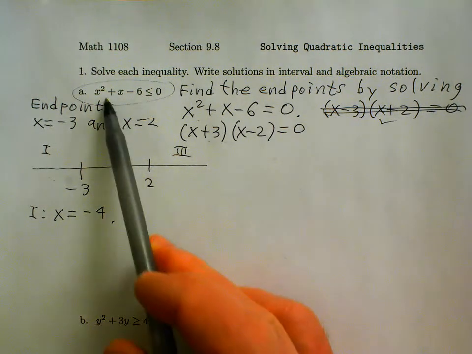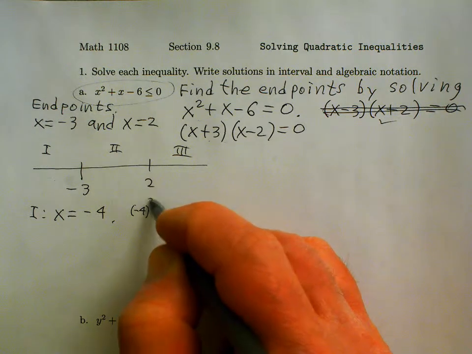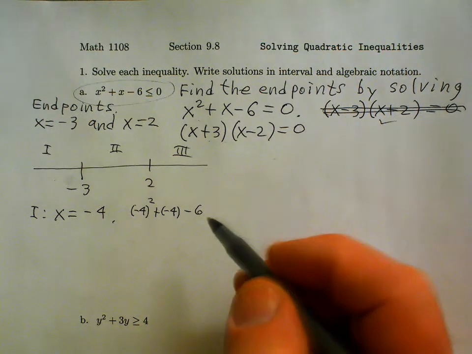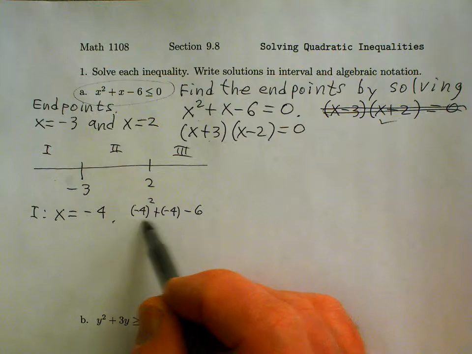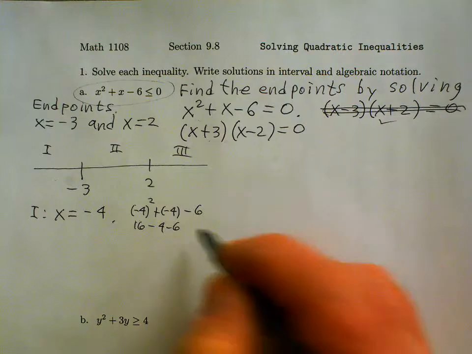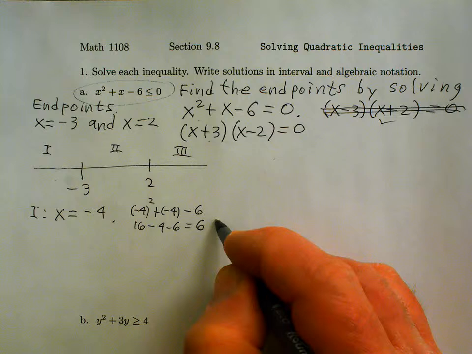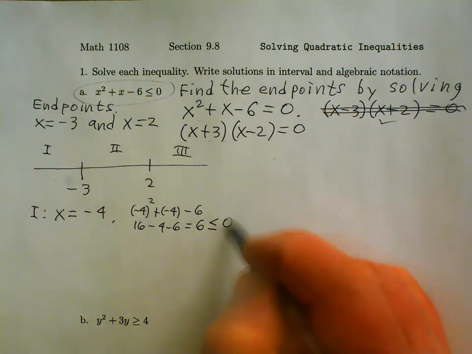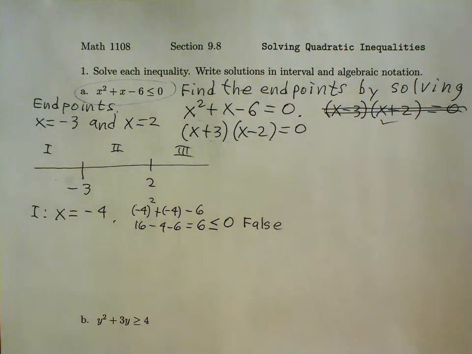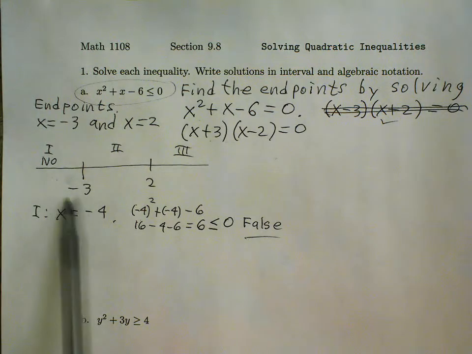And then in the inequality, we have the number negative 4 squared plus negative 4 minus 6. Do the arithmetic. We have 16 minus 4 minus 6, which is positive 6. The inequality is less than or equal to 0, which is false. So none of the numbers from negative infinity to negative 3 are solutions.